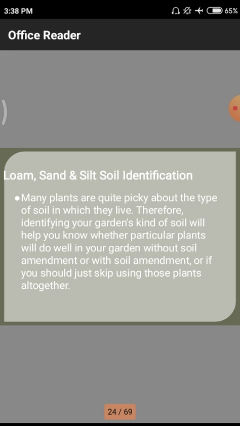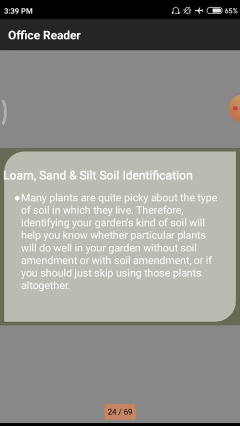Okay, in this one, identifying the kind of soil in gardens and elsewhere helps us know whether particular plants will do well in our gardens. Nowadays we also have different kinds of gardening without soil. They simply grow plants with the help of hydroponics and others. All those are advanced structures. Without soil they grow plants, vegetables and other grains.